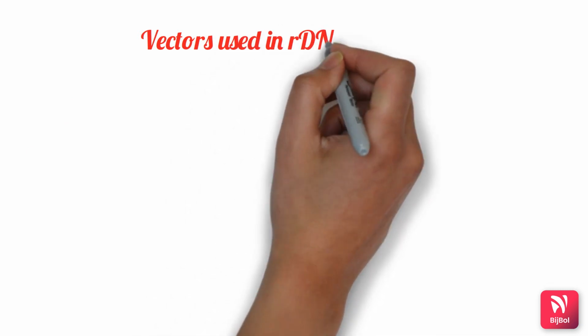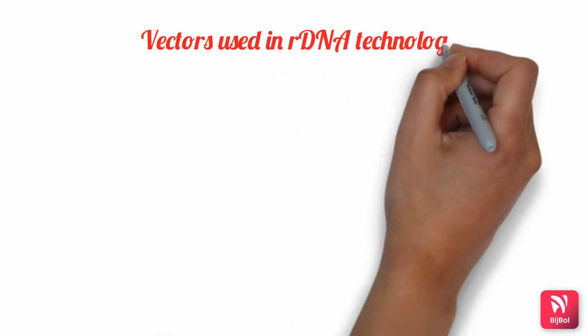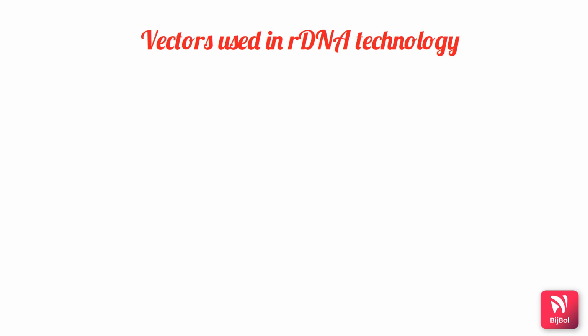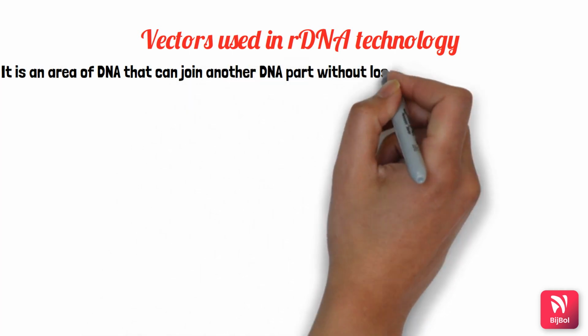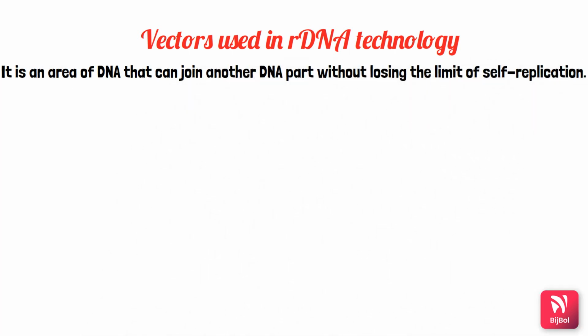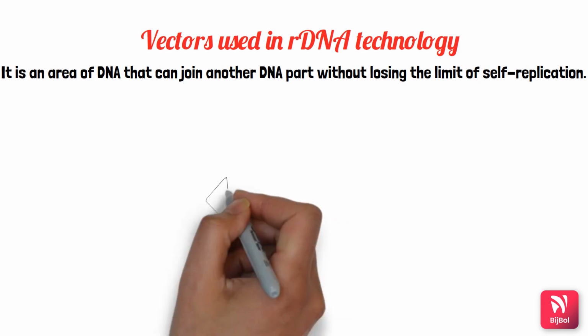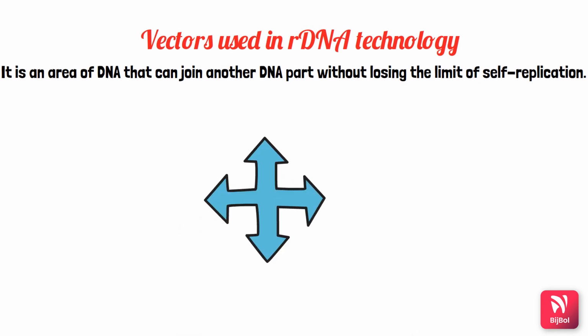Now let us discuss vectors used in rDNA technology. What is a vector? A vector is nothing but a DNA molecule used as a vehicle to artificially carry foreign genetic material into another cell, where it can be replicated or expressed. So a vector is a DNA molecule that can join another DNA part without losing the ability of self-replication. So the DNA doesn't lose its property.